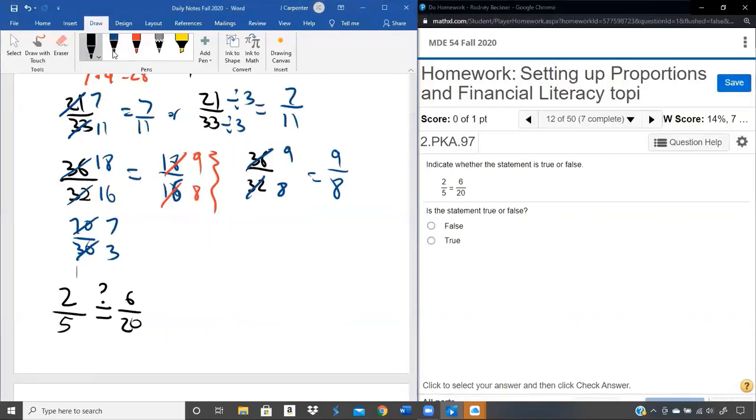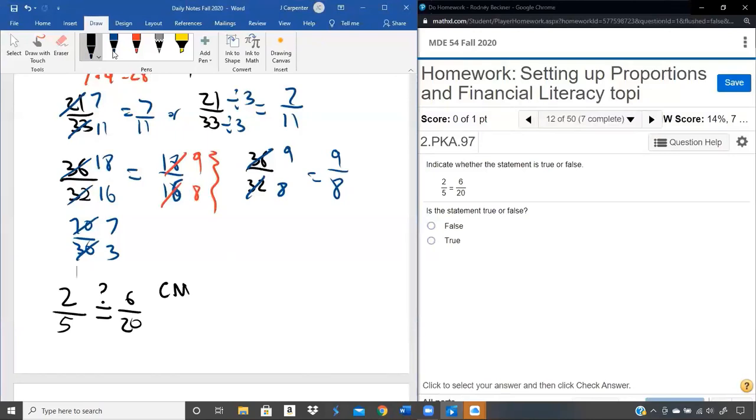So there are 2 ways you can do this. One of them is to reduce both sides as much as possible and see if they match. If they do, then it's a true. If they don't, it's a false. Another way, and this is the only way I'm actually going to show, is to cross multiply and see if the left side is the same as the right side.